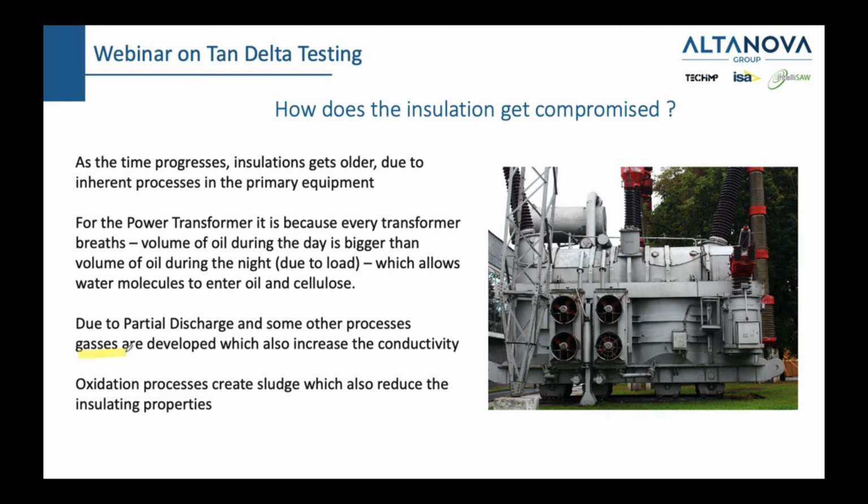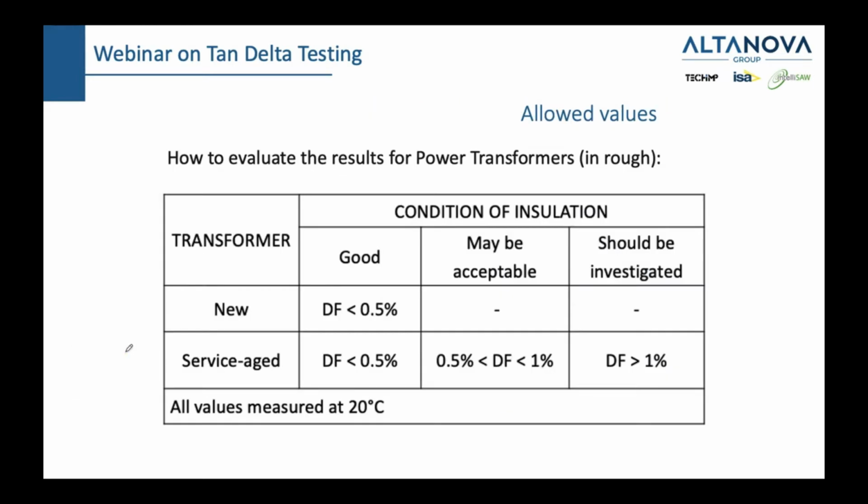And let me give you some numbers now. How do we know that the result is good? How do we know that we measured a good value for tan delta? Well, I would say that what you see right here, which we will discuss right now, is also a standard, but it is not the only standard. So this is an IEEE standard, and for a new transformer, in general, the tan delta or dissipation factor should be less than 0.5.